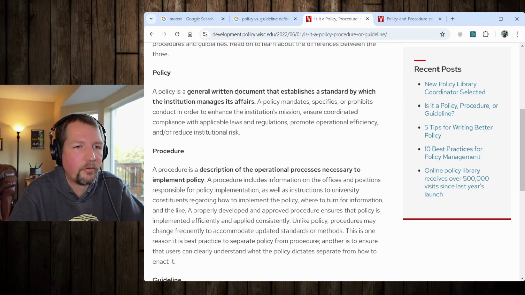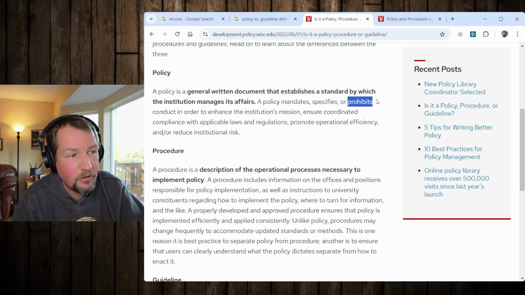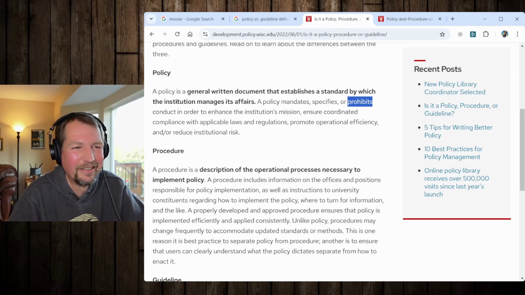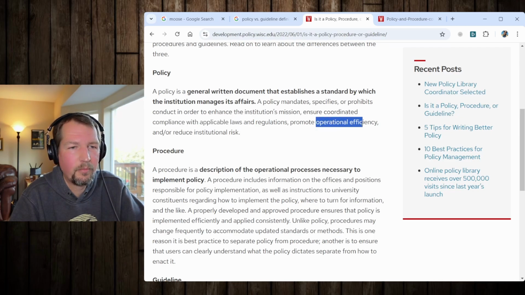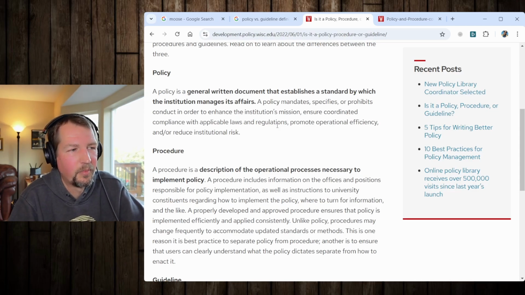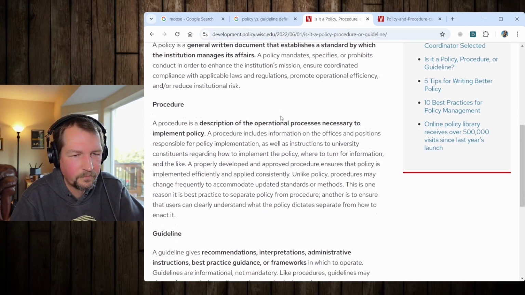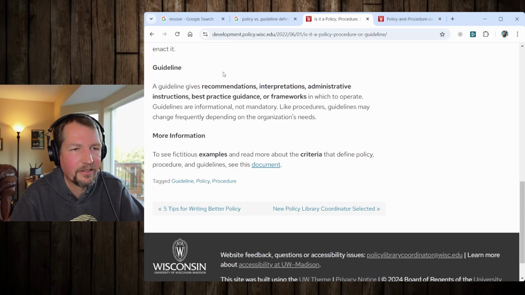Now, they say a policy is a general written document that establishes a standard by which the institution manages its affairs. A policy mandates. So there's that word again, mandates. Mandatory. You have to do it. Specifies or prohibits. Otherwise, you have to do it or you have to not do it, depending on what it is. Mandates or prohibits conduct in order to enhance the institution's mission. That's fine. Potentially compliance with laws, regulations, promote operational efficiency, reduce institutional risk. Okay, so that's good. So it seems like their definition of a policy is in line with what we talked about before. Now let's do the procedure last, because that's the new one.